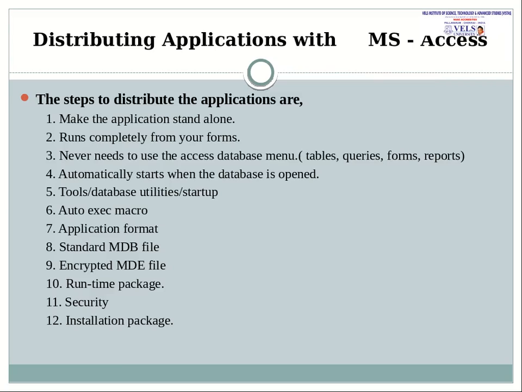What are the steps to create an application for distribution in MS Access? The first is to make the application standalone, and second, it runs completely from your forms. It never needs the MS Access menus for tables, queries, forms or reports. It automatically starts when the database is opened. So choose Tools, Database Utilities, and Startup. The AutoExec macro is called, the application format and standard MDB file is created, your MDE file is encrypted, the runtime package is implemented, and security is set. Once the installation of the package is over, the application is automatically distributed with MS Access.